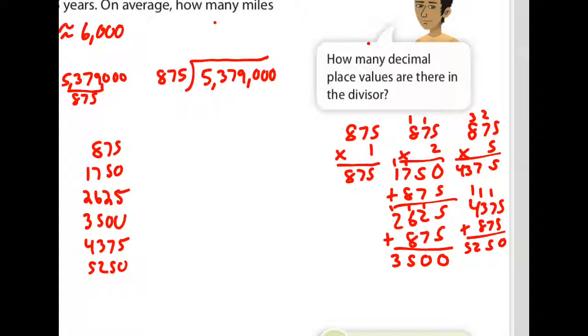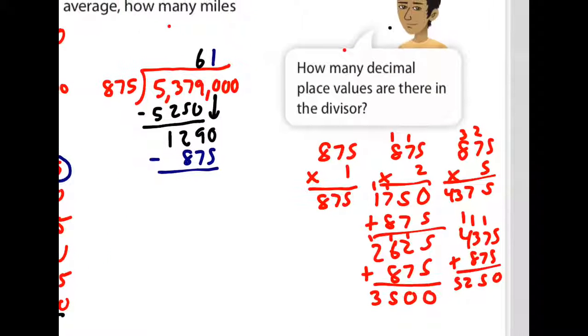Okay, let's hope I didn't mess that up because this whole problem will be wrong. So 875 will go in 6 times to 5250. I'm going to subtract. I get 129. Bring down this 0 right here, which gets me 1290. Okay, next thing. Let me switch colors here. 875 goes into that 1 time, which is 875.